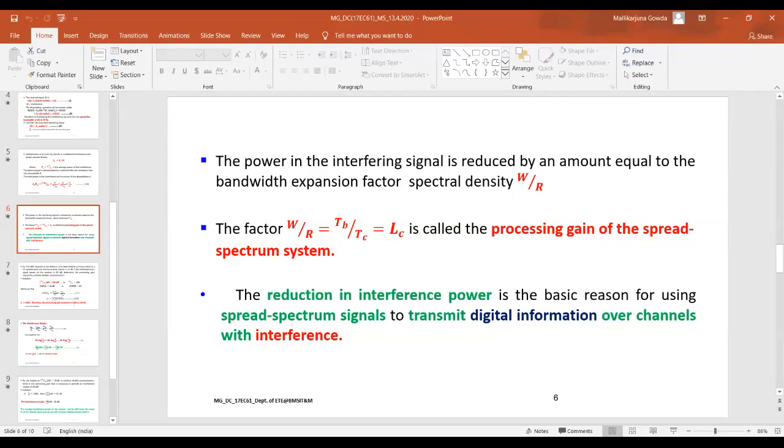Okay. So the reduction in interference power is the basic reason for using the spread spectrum signals to transmit digital information over channels with interference. Okay, so why we use spread spectrum signals to transmit the digital information over channels which have interference, because there is a reduction in the interference power. That reduction in the interference power is how much? It is W by R.